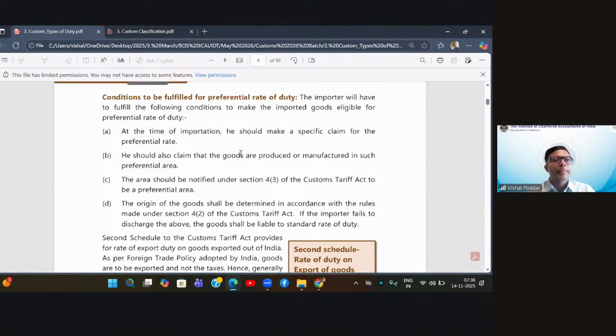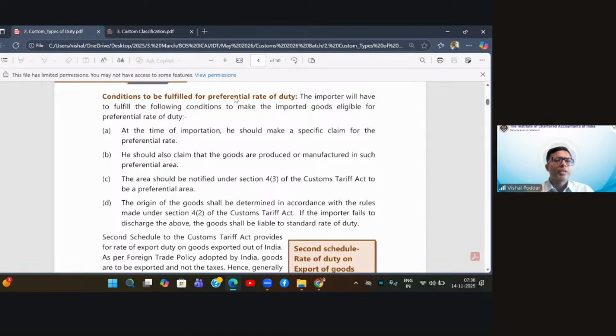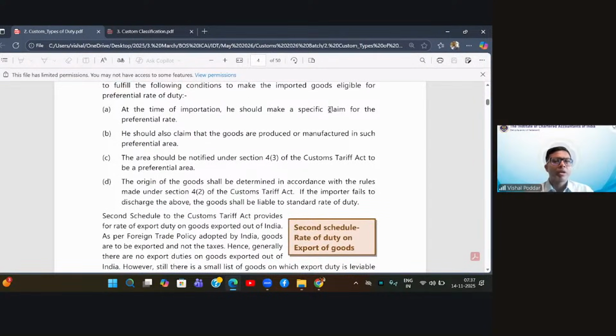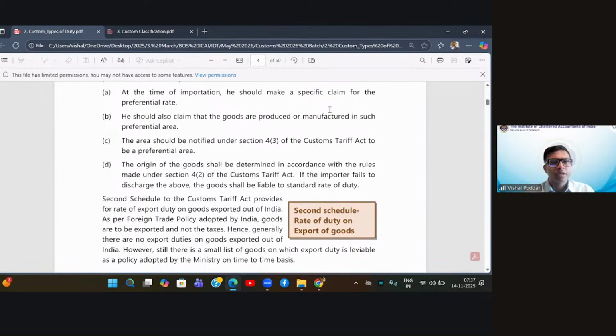Now, when will a particular import fall in the preferential rate? In order to get the benefit of the preferential rate, which is a lower rate, the importer has to fulfill the following conditions. What are they? At the time of importation, he should make a claim. So in his bill of entry, the importer has to specify that these goods should get the preferential rate. The customs authority themselves will not apply the preferential rate. Second, he should claim that the goods are manufactured or produced in that particular country, that is in the preferential area. Further, the area should be notified under Section 4.3 of the Customs Tariff Act to be a preferential area.